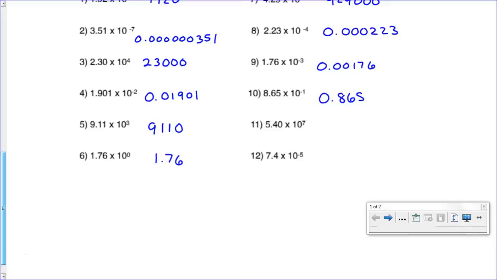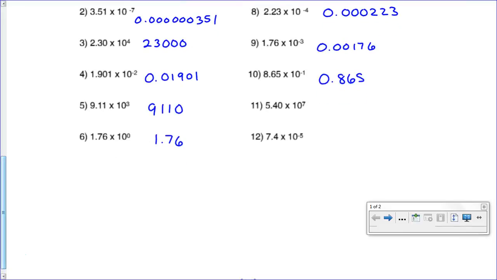Number 11, 5.40 times 10 to the 7th. This is going to be a really big number, so we're going to bounce it over 1, 2, 3, 4, 5, 6, 7. We need to add 1, 2, 3, 4, 5 zeros in there, and you see that it has 6 zeros altogether, so that gives you 54, and then 6 zeros, 1, 2, 3, 4, 5, 6, and it's 54 million is what you get in the end.